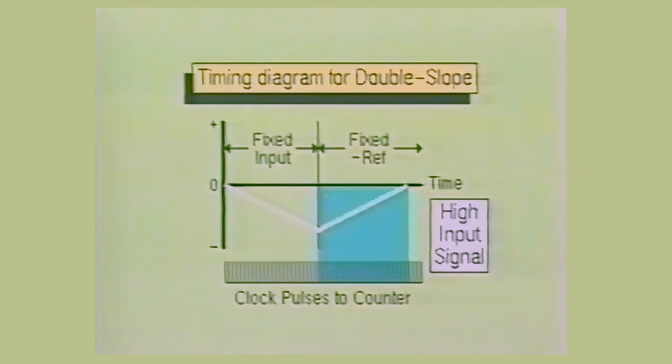Now you see a larger input signal being sampled. Notice that the sampled signal took longer to reach 0 than did the previous signal. The longer the signal takes to reach 0, the more clock pulses are fed into the counter circuit.